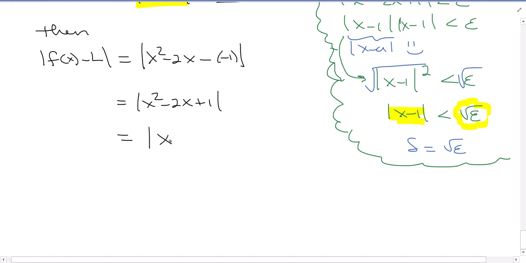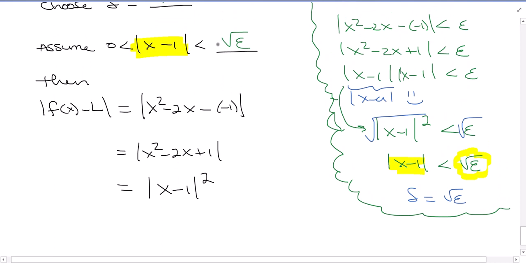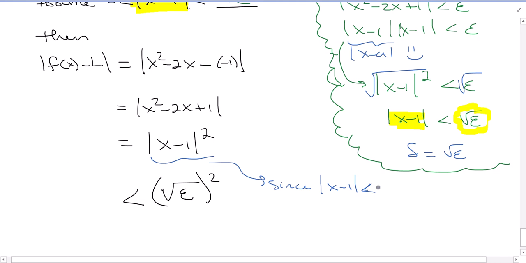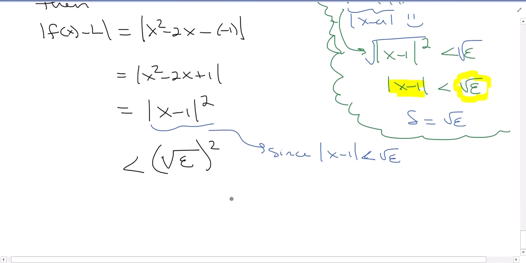So now I know that this is x minus 1 quantity squared, and now we can use our assumption. Because the absolute value of x minus 1 is less than the square root of epsilon, this whole thing is going to be less than the square root of epsilon, squared. And why can I say that? Since the absolute value of x minus 1 is less than the square root of epsilon, I can then replace that absolute value of x minus 1 with the square root of epsilon.